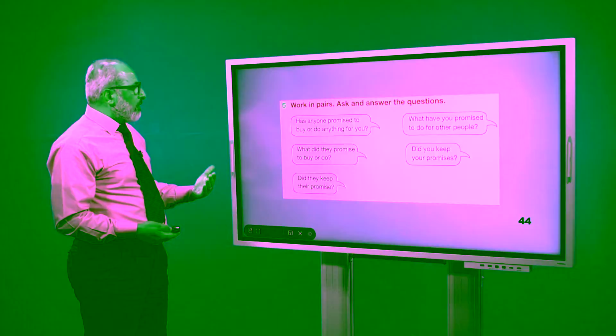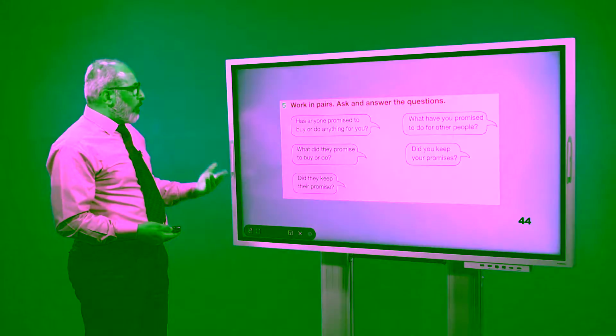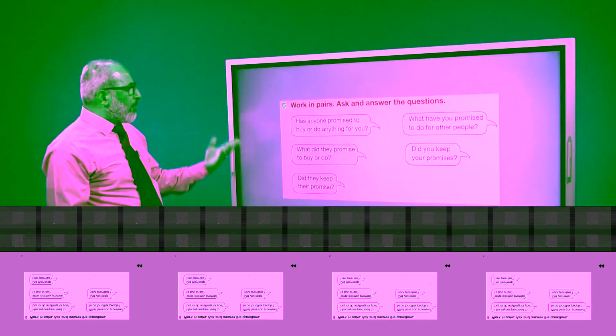Work in pairs. Activity number 5, work in pairs, ask and answer these questions using the two intention structures, going to plus the infinitive form of the verb, intend to plus the infinitive form of the verb, or the promise structure, which is promise to plus the infinitive form of the verb.